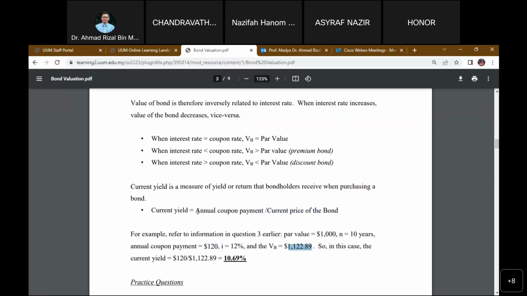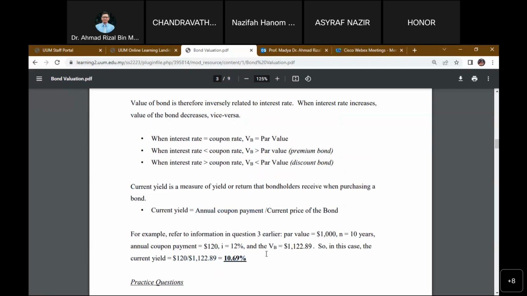For the annual coupon payment, you take how much coupon payment is made throughout the year. In the earlier case it is an annual coupon, no issue. But if it is semi-annual, you have to look at the total in the year, so you multiply by 2 first. In this case, the annual coupon payment is 120 and the price of the bond is 1122.89. So the current yield is 10.69%.